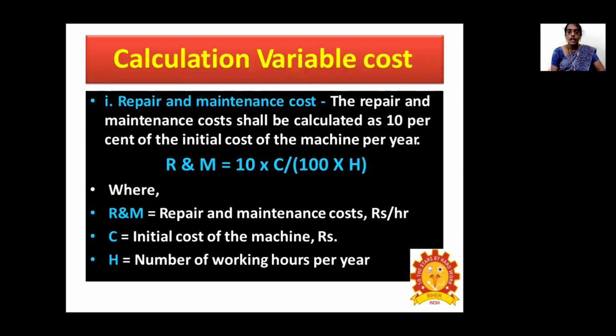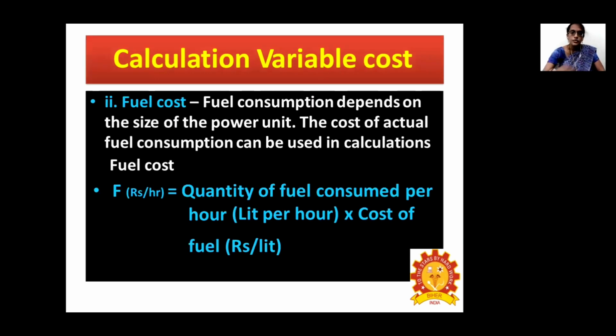And the next one is about variable cost. So it is defined first. Under these variable costs, the repair and maintenance cost will be there. The repair and maintenance cost will be calculated as 10% of the initial cost of this machine. Normally, this can be calculated by using the formula 10 into C divided by 100 into H, where C is the initial cost and H is the number of working hours per year.